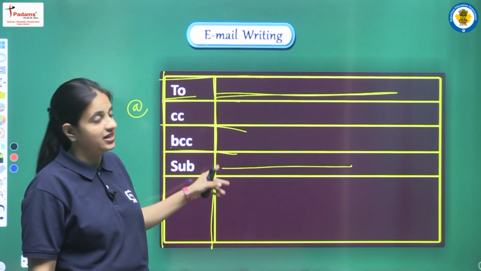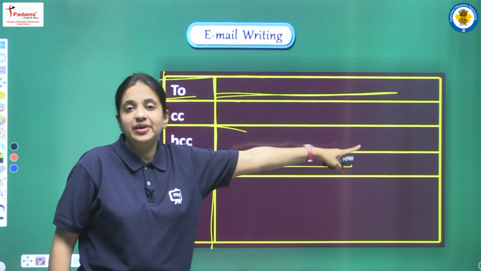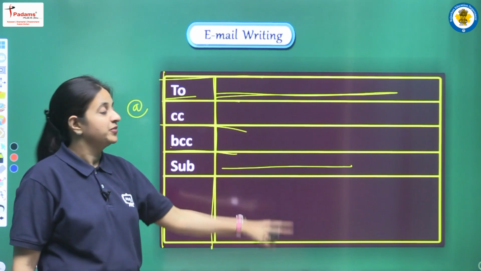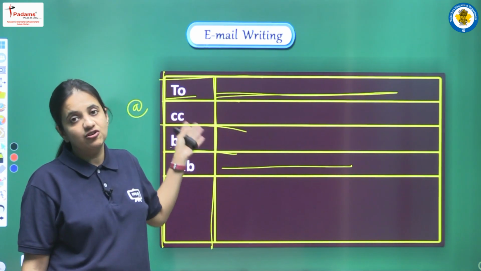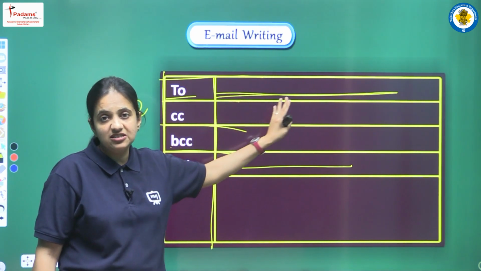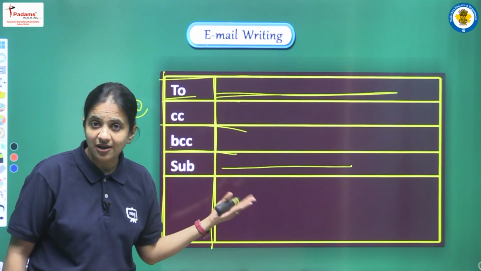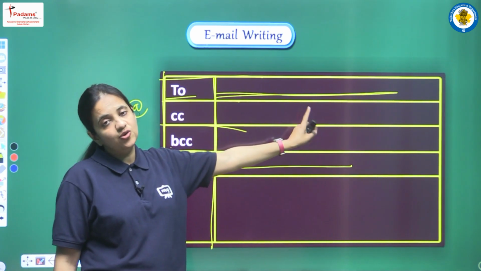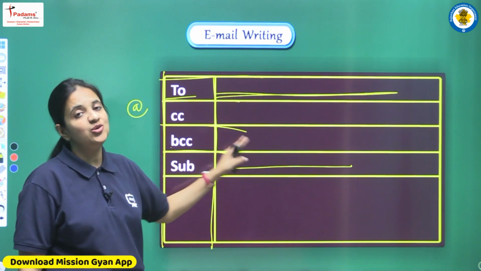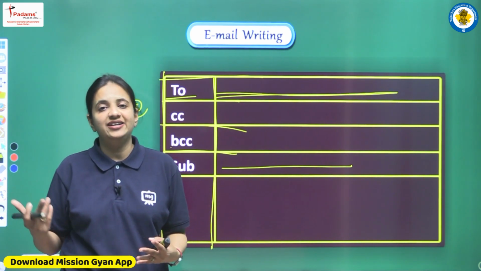One more time I am repeating. First of all we have to write To and here you have to write the email address of the person whom you are writing this email. Second is CC, that stands for carbon copy, and here you don't need to write anything. You can leave this space blank. Next is BCC, that stands for blind carbon copy, and again you don't need to write anything here. Then the next one is Subject, and here you have to write the subject, or we can say the purpose, that why you are writing this email.